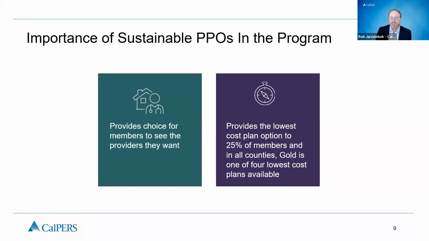The PPOs provide members the choice to see providers where and when they want. Members don't need prior approval to see a specialist, and there's no requirement to see a primary care doctor. The PPOs lack the care management that is central in our HMOs, but do provide the members with the most choice. Next is cost. Our PERS Gold plan is the lowest cost plan in 32 counties, or for roughly 25% of our members. PERS Gold has the second lowest premium in 16 additional counties, which is for another 20% of our members. And it is one of the 4 lowest cost plan options available to all members statewide.